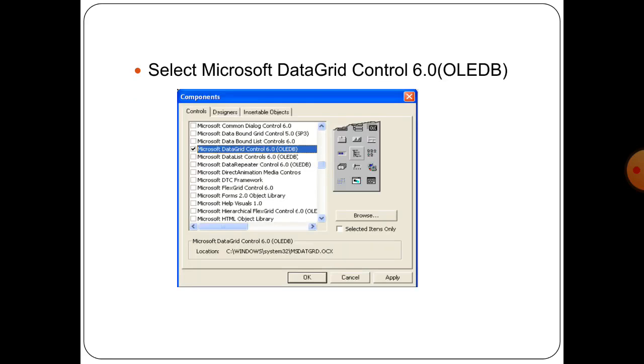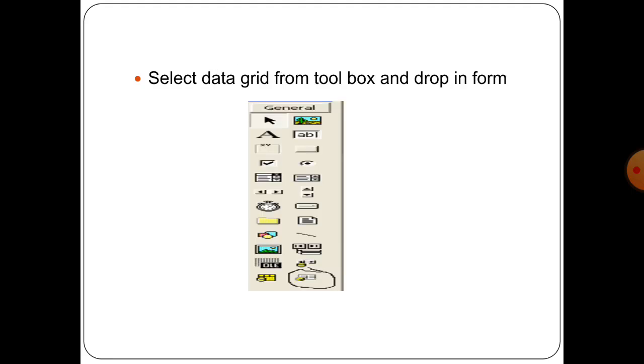In that you select the Microsoft Data Grid Control 6.0 OLE DB. After selecting this, click OK. Then select the data grid from the toolbox and drop it on the form. We can see the data grid control on the toolbox, and you drop it onto the form.